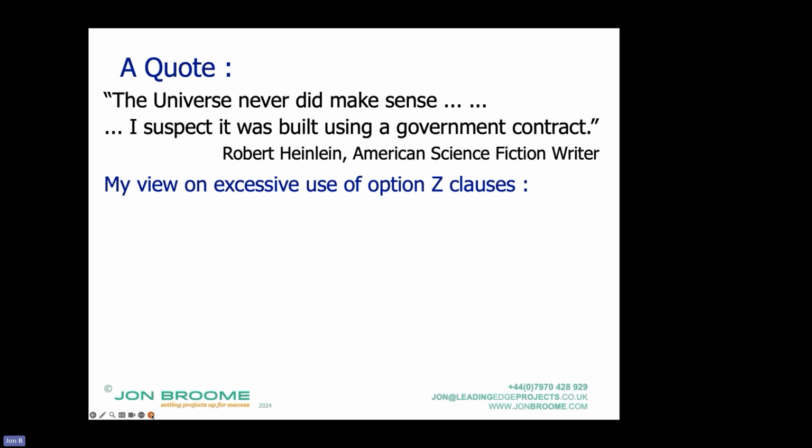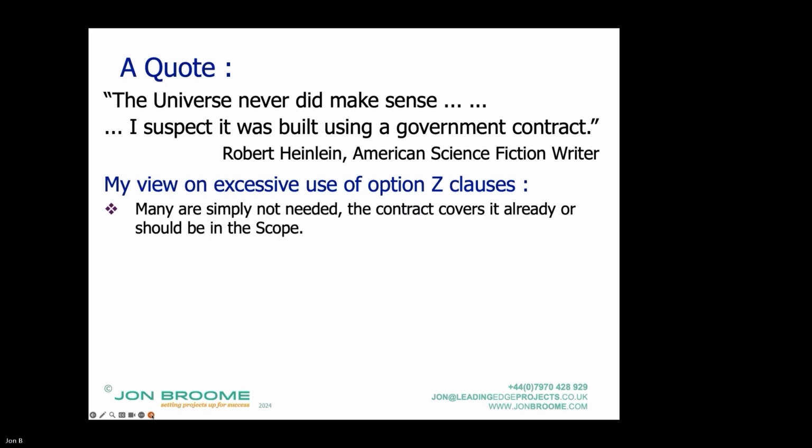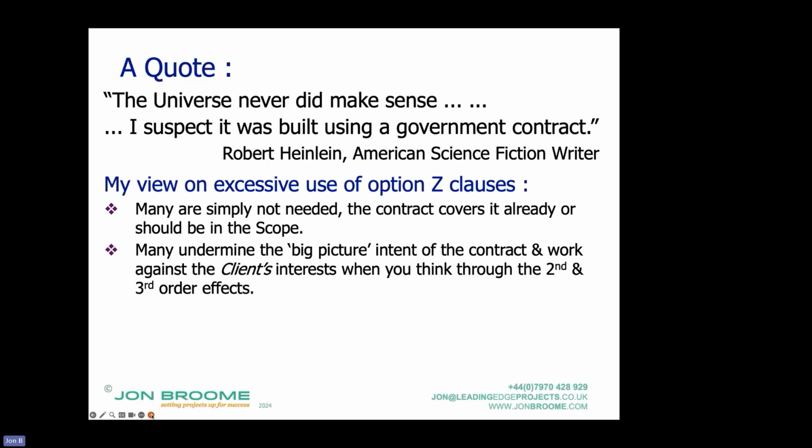Excessive use of option Z clauses. Many are simply not needed. The contract covers it already, or it should be in the scope. Many undermine the big picture intent of the contract. So the client says we want a collaborative procurement route. At a big picture, it's done, and then the lawyers write in loads of nasty stuff, which undermines the collaboration or cooperative ethos, I should say.